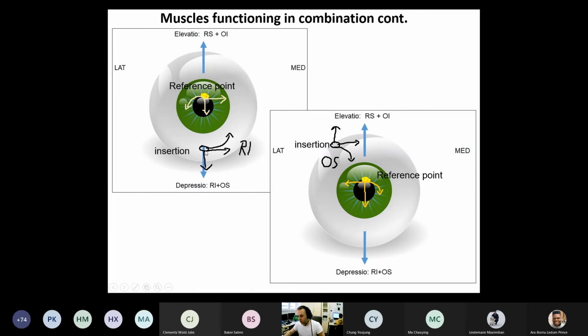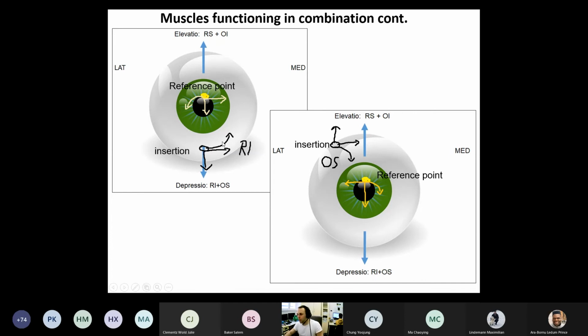This point, the front side of the eye, so the anterior side, is again pulled medially. The reference point is also anterior, so it will also be pulled medially. So you have depression and adduction. But in rotation, the insertion and the reference point are on opposite sides. The reference point is up, the insertion is down. The insertion, because of the direction of the muscle, is rotating this way. So again, counterclockwise direction, this way, for the right eye.